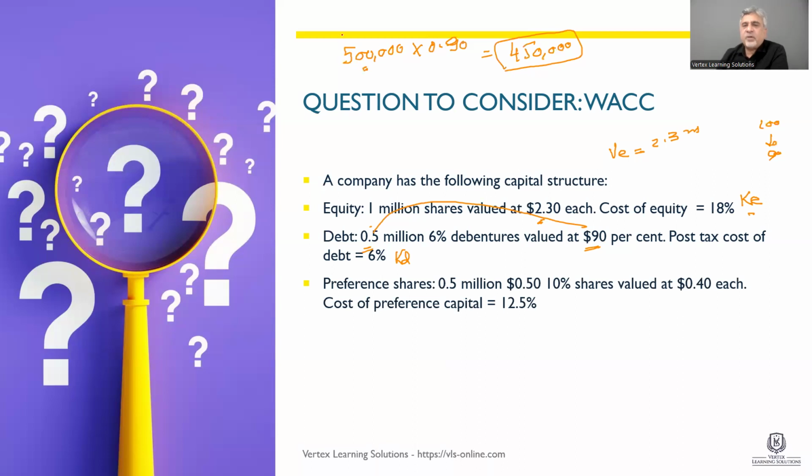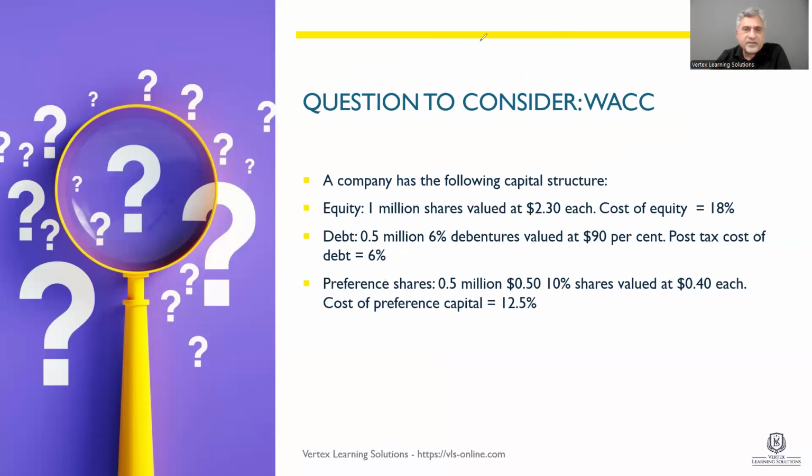Then you might have another form of debt in your pool, which is called preference share, which is again half a million at 0.50 and 10% share. 10% is the coupon rate which you are giving. 10% shares valued at 0.40 each. Cost of preference capital is 12.5%. Your cost of preference capital is 12.5%, and it is sold at $0.40. Okay. Face value was 0.5, but it is sold at 0.4. So you should be considering the market value.